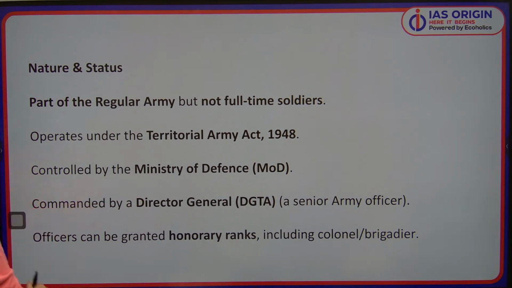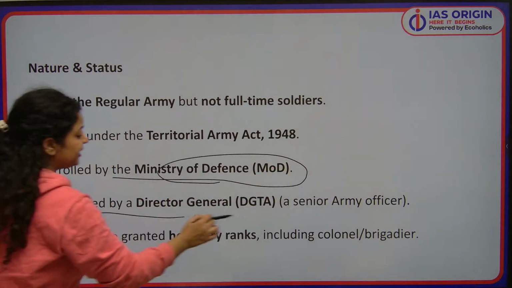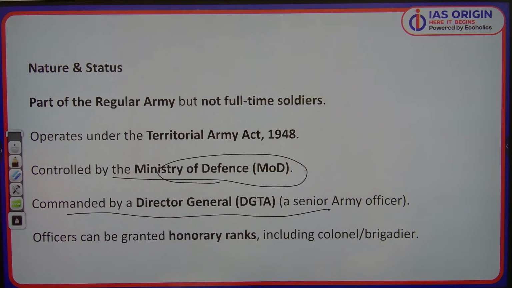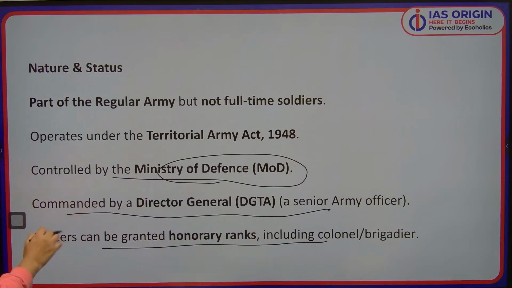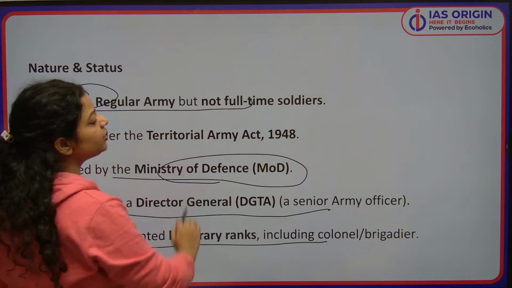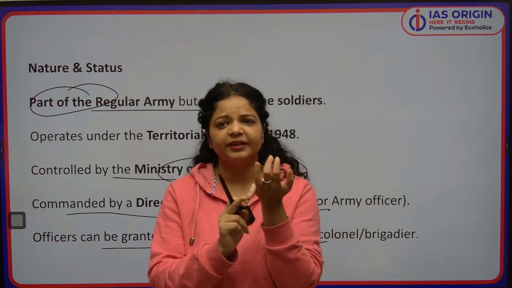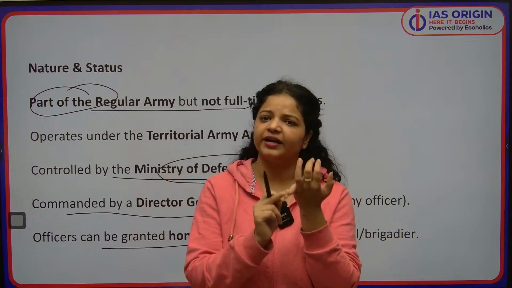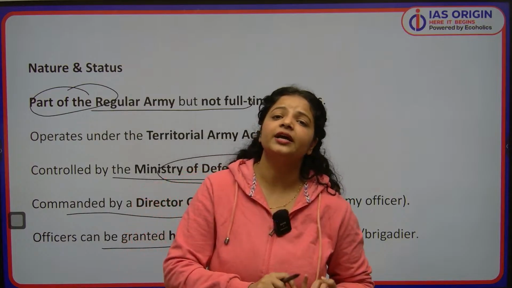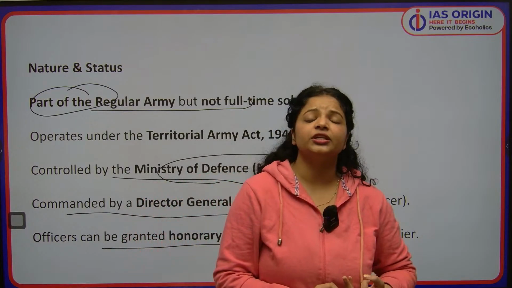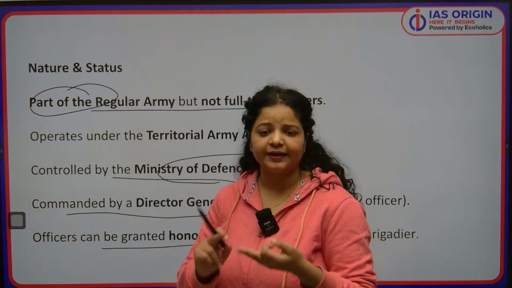Controlled by whom? They are controlled by the Ministry of Defence, commanded by a Director General, a senior army officer, that is the DGTA, and officers can be granted honorary rank as well. They are part of the regular army but not full-time soldiers. First of all, they are soldiers but part-time soldiers. Second, they work under the Ministry of Defence. Who is the commanding chief? The Directorate General is the commanding chief, which is the highest army officer.